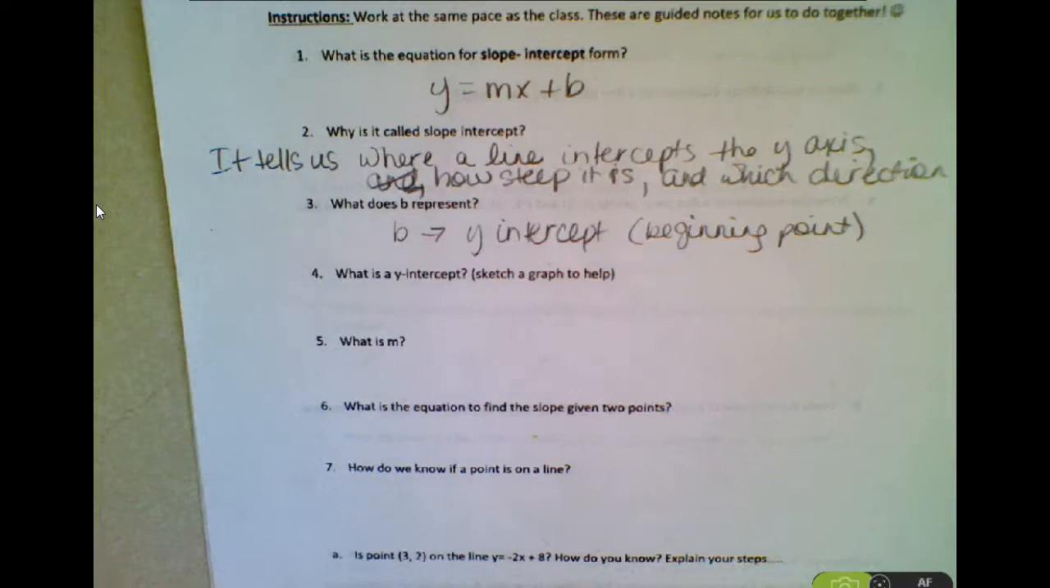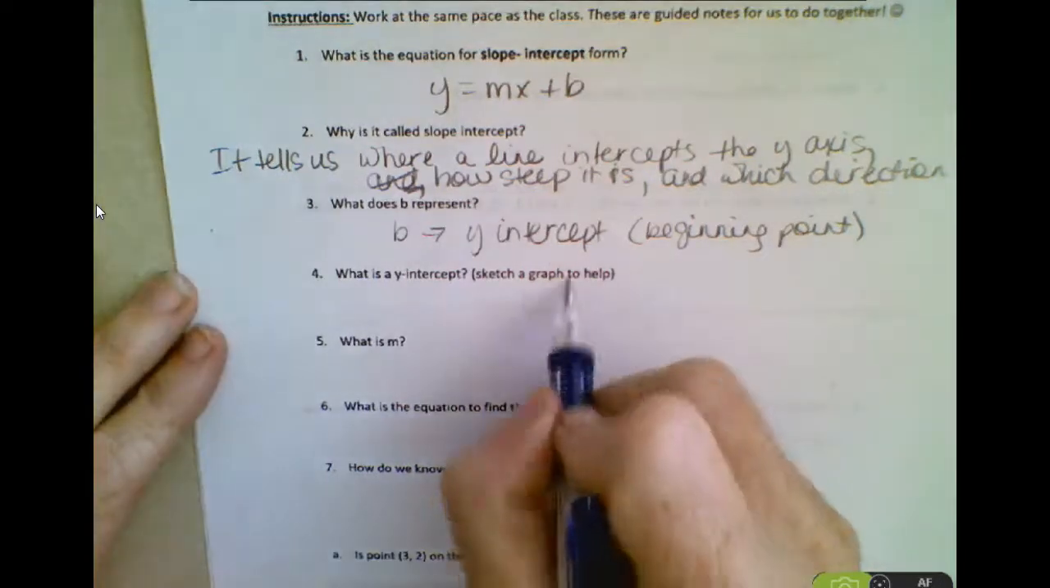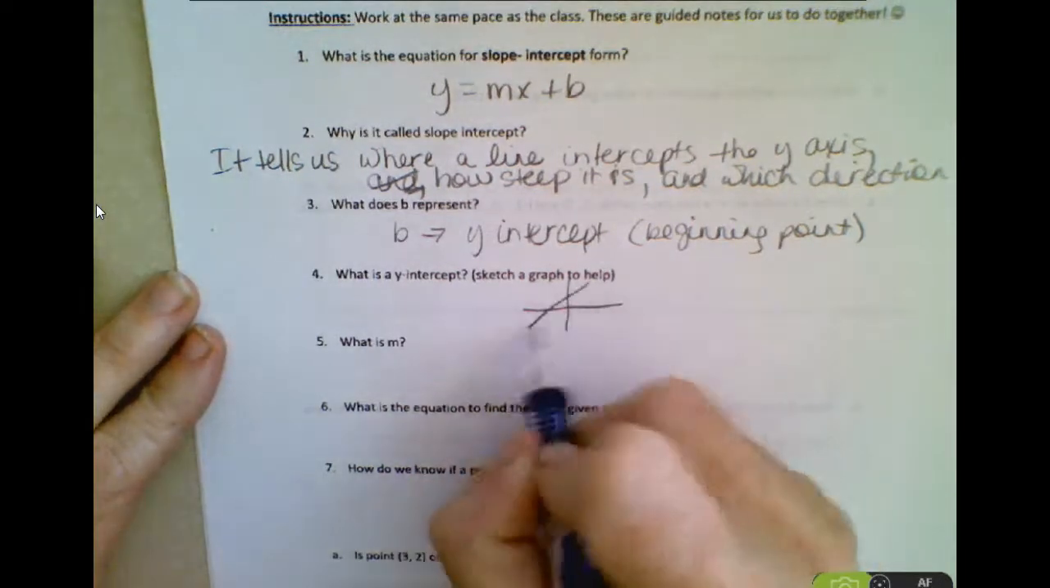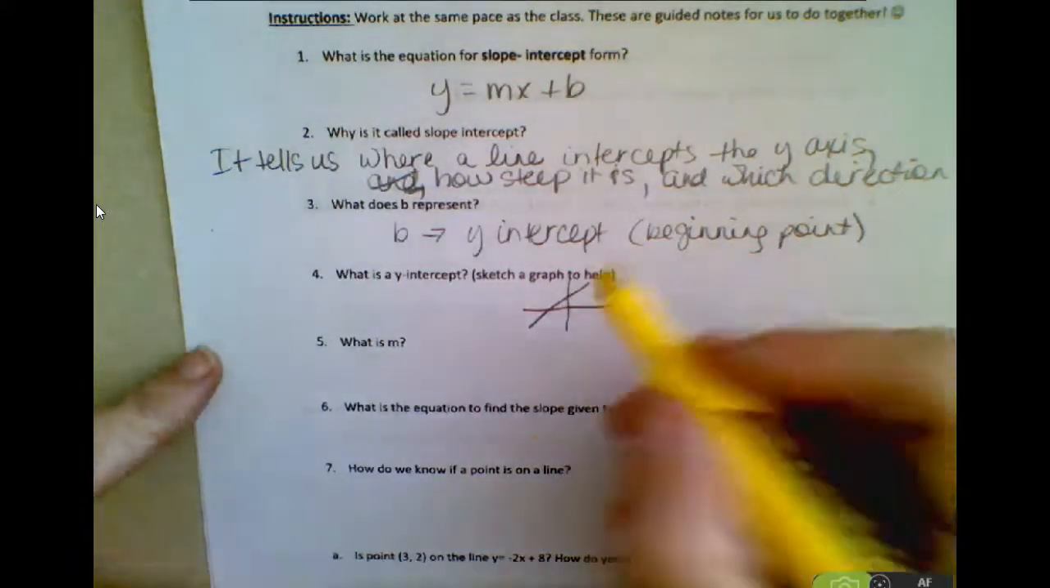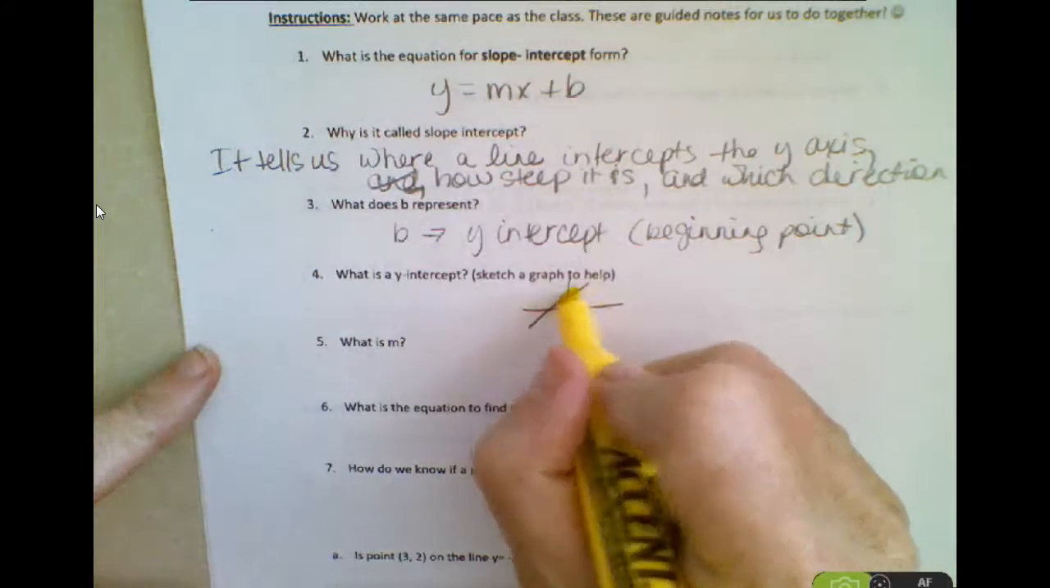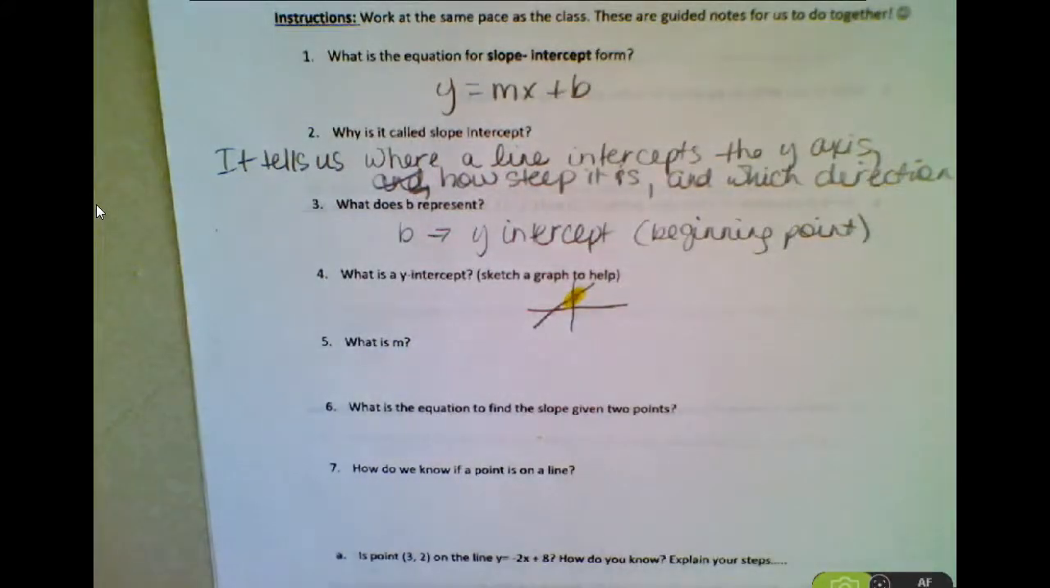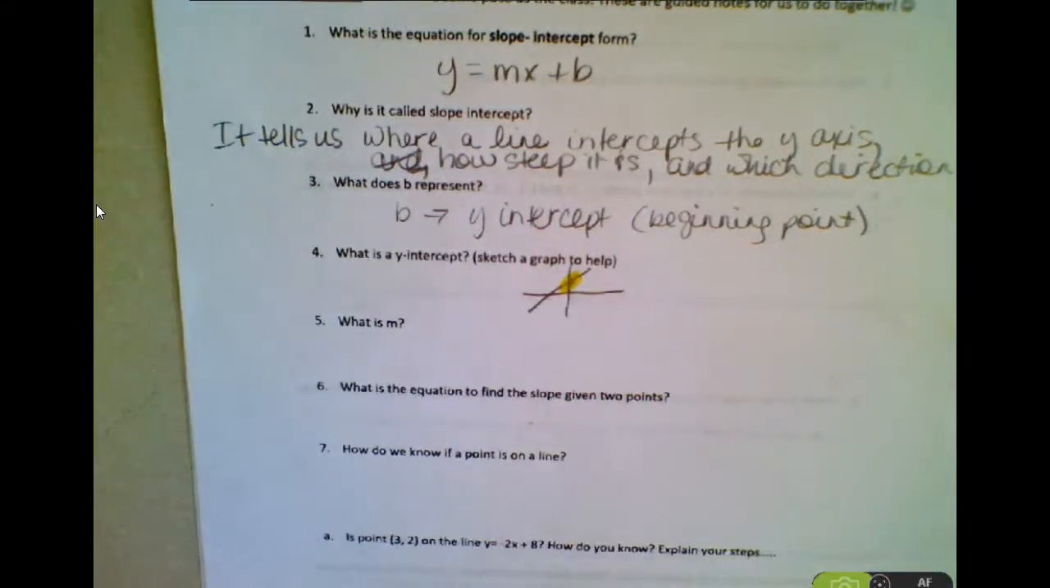Okay. What is a y-intercept? Andrew, what does that mean? Here's my line. Where's my y-intercept there? Where that line crosses the y-axis. It's this point right here where they cross. Right? Okay, good.